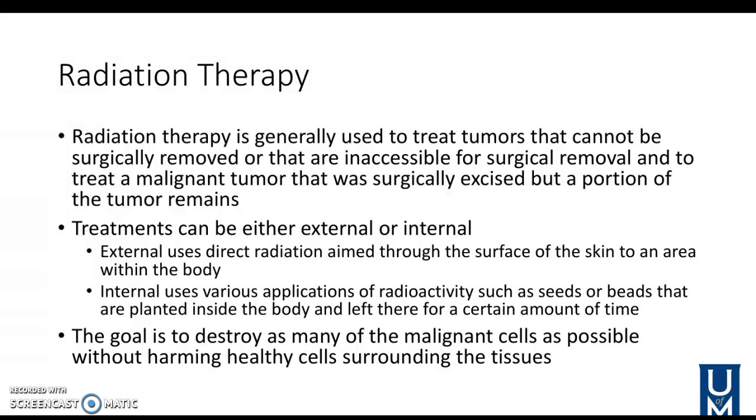External uses direct radiation aimed through the surface of the skin to an area within the body. In contrast, internal radiation uses various applications of radioactivity, such as seeds or beads, that are actually planted inside of the body and left there for a certain amount of time. So those radioactive beads or seeds are left inside the body to help give that radiation therapy. And the goal of internal or external radiation therapy is to destroy as many of the malignant cells, those cancerous cells, as possible without harming the healthy tissues surrounding the malignant cells.